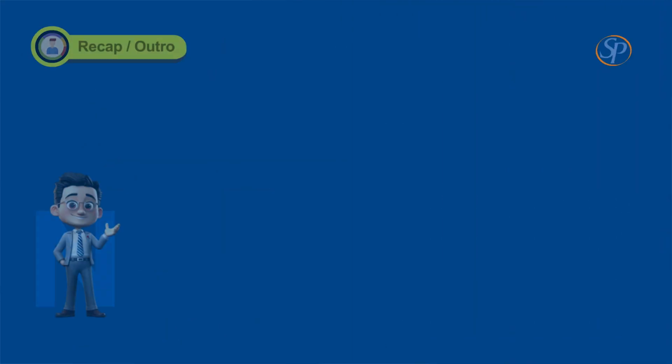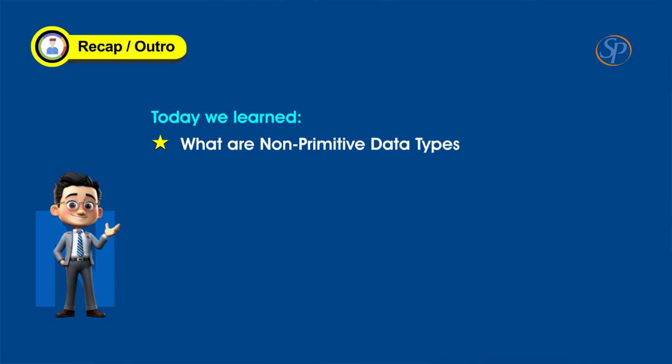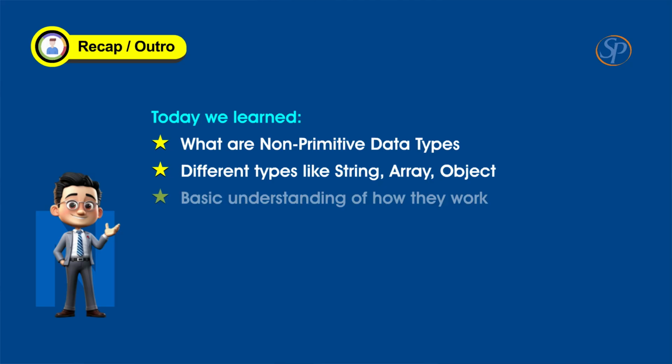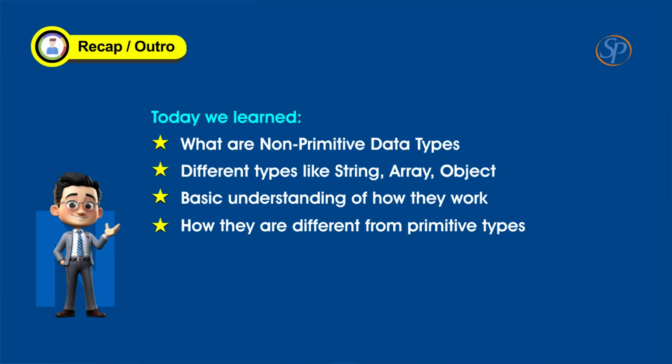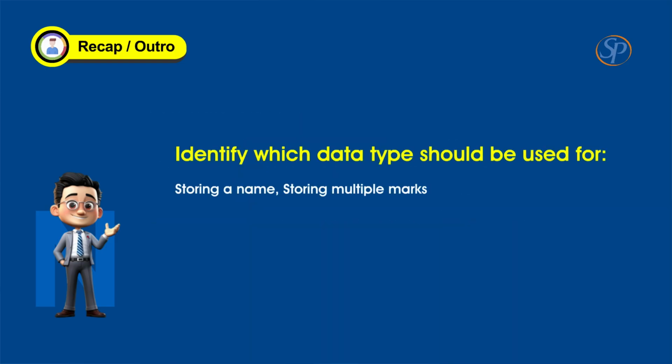Alright, let's quickly recap what we learned today. What are non-primitive data types? Different types like string, array, object, and a basic understanding of how they work and how they are different from primitive data types. Before we end this, I have a small task for you. Identify which data type should be used for storing a name and storing multiple marks. Drop your answers in the comments.